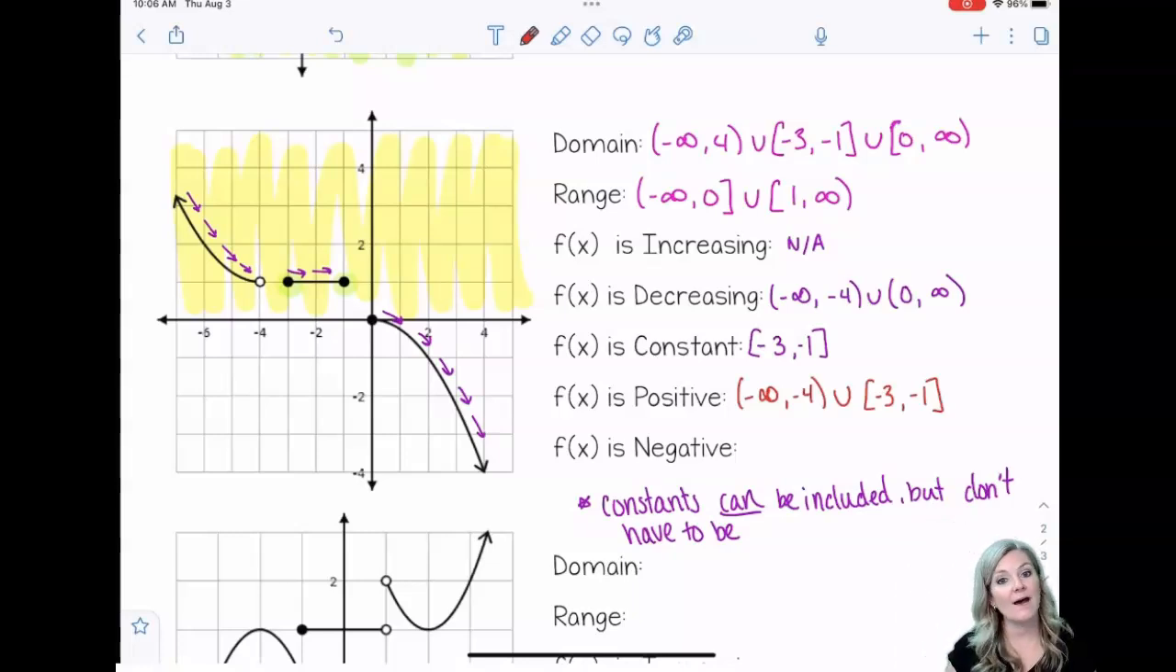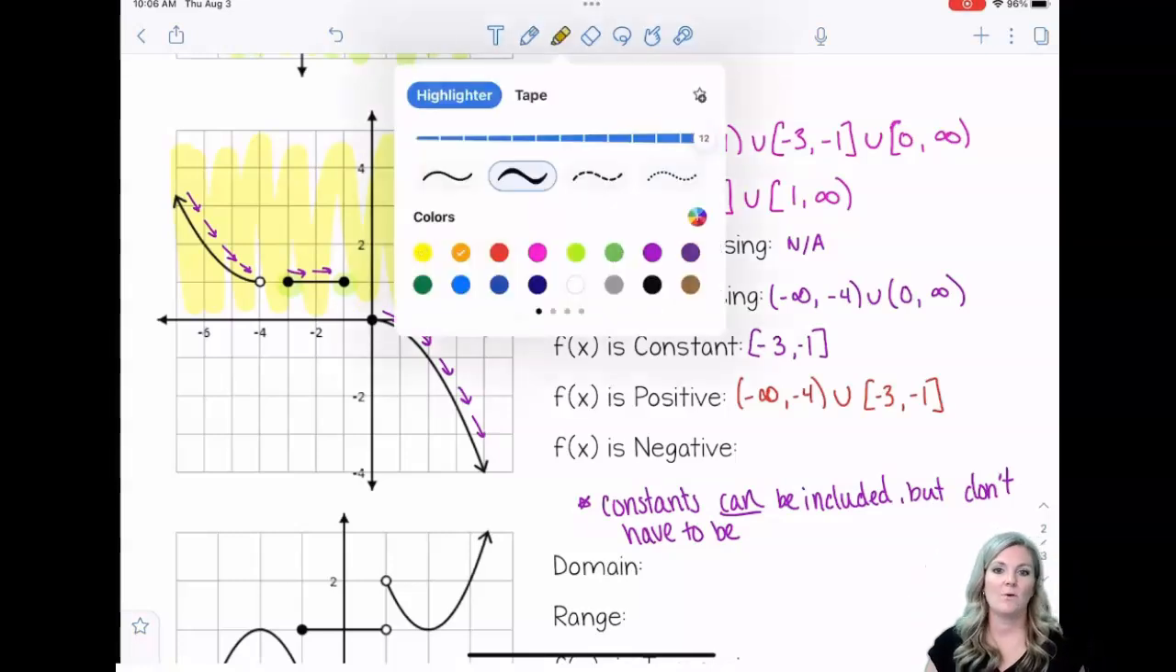Now, why are those outputs included where the other ones have not been? Because what is my output at negative 3? Negative 3 is positive 1. So negative 3 is positive 1, which is positive, and negative 1 has an output of positive 1, which is positive. Because those are also closed dots, they get to be included in this interval of positivity. Now, where is it negative? It's starting being negative. I'm going to use the highlighter again for the negative pieces.